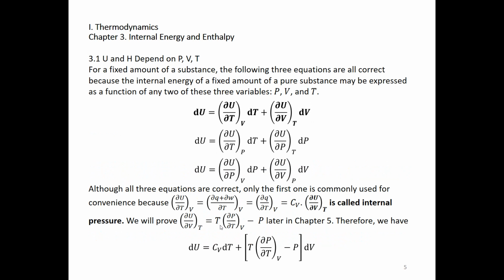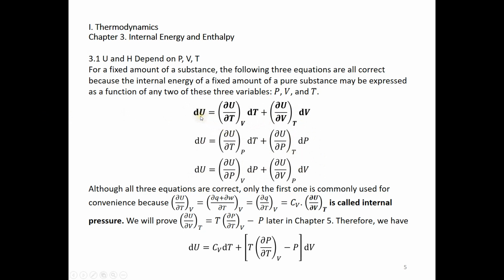For a fixed amount of substance, we have the three equations. They are all correct for dU, the exact differential of internal energy. This is just because out of P, V, T there are only two independent variables, and U depends on the state of the system. So if you are given P and V, or V and T, or P and T, somehow the value of U is determined. Therefore, you can say U is a function of T and V, U is a function of T and P, U is a function of P and V. Either way is correct.